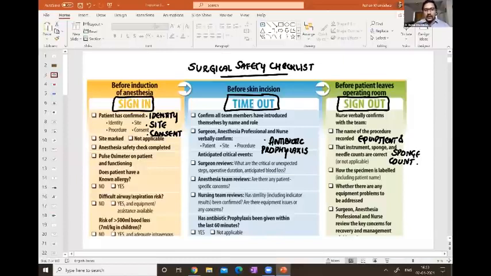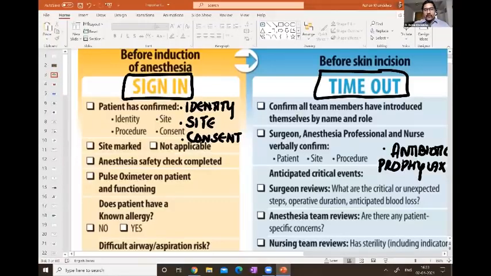And the important thing in each phase, sign in is before induction of anesthesia. In the sign in phase, we confirm the identity of the patient. We check the site which is to be operated so that we don't operate on the wrong side. And we look for the consent. The consent, mind you, I hope you people are also making notes. Keep on making notes. Not everything is written on the slides. The consent is always a written consent. It is always a written consent, not a verbal consent.